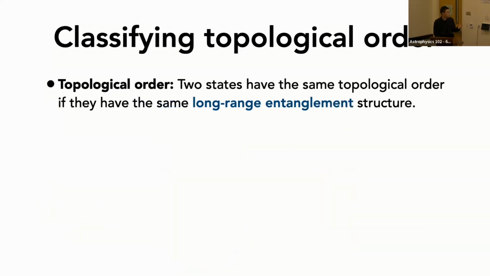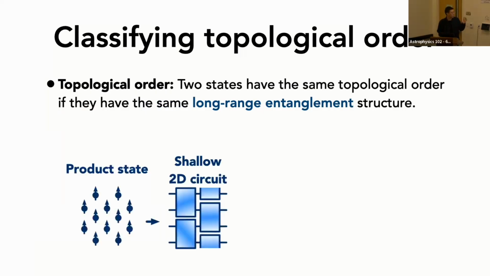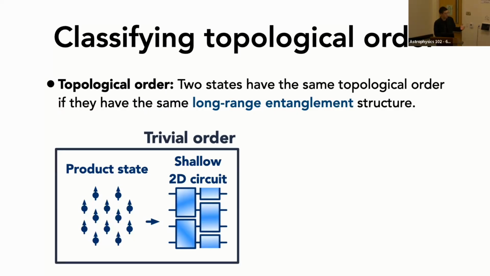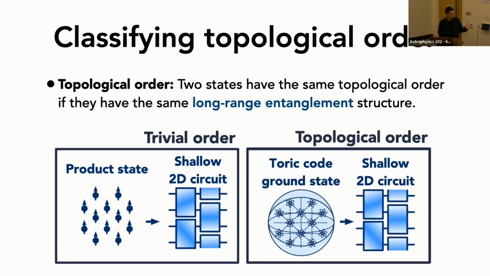And hence people have this notion of topological order, which are essentially equivalence classes. That says if two states have the same topological order, it means that they have the same long-range entanglement structure, and vice versa. And hence one can define these two families of states. One consists of product states perturbed by shallow 2D circuits, which are known as the trivial order, versus the topological order, which are the collection of states created by applying shallow 2D circuits to the toric code state.